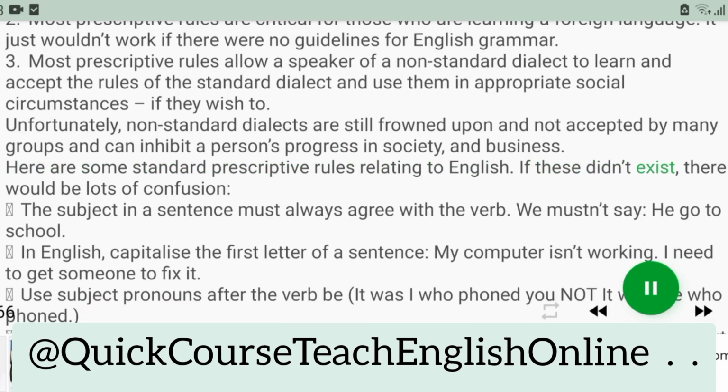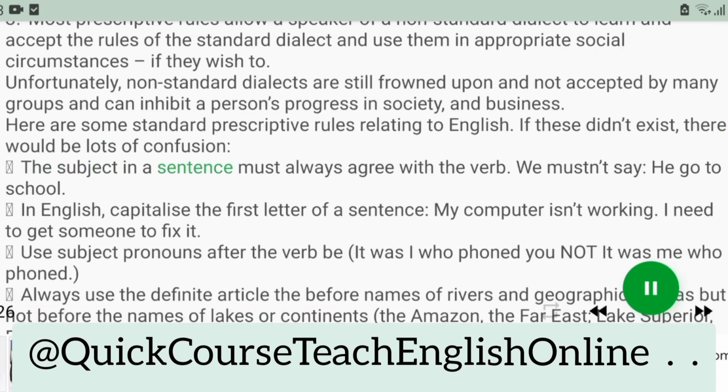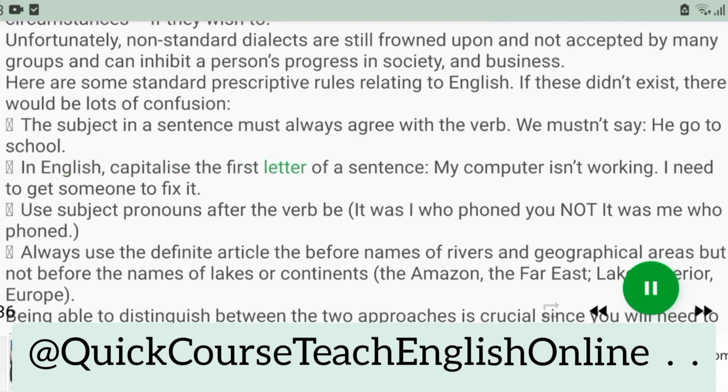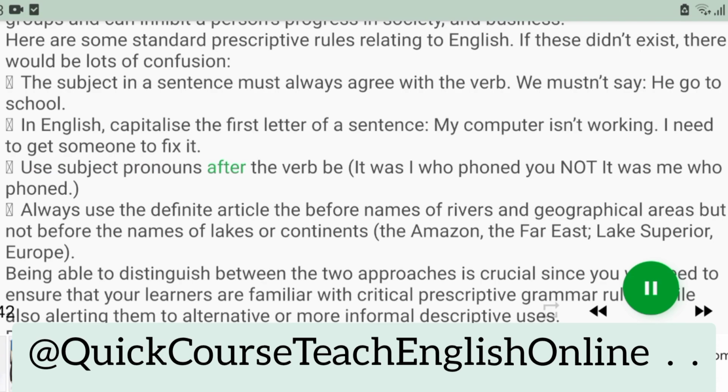If these didn't exist, there would be lots of confusion. The subject in a sentence must always agree with the verb. We mustn't say, "he go to school." In English, capitalize the first letter of a sentence: "My computer isn't working. I need to get someone to fix it." Use subject pronouns after the verb be. "It was I who phoned you," not "it was me who phoned."